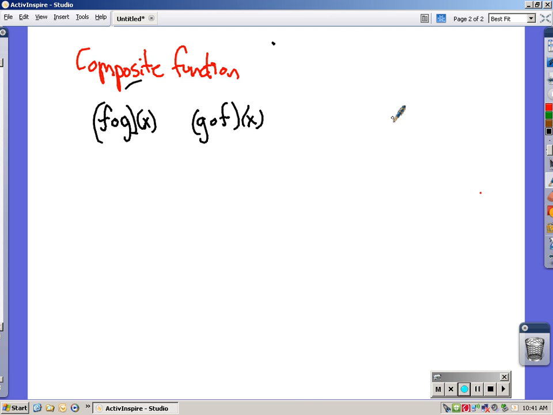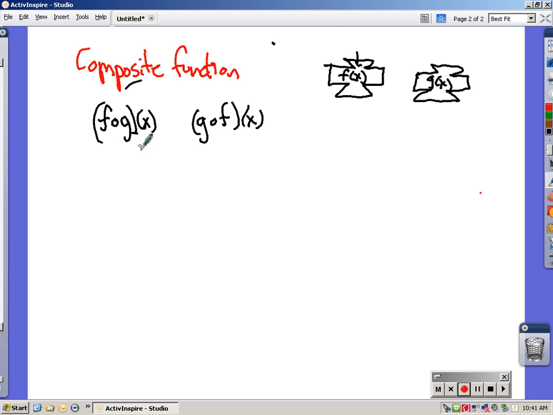So what you're doing with composite functions, there's two ways to think about it. If f of x is a machine like this, I'm going to plug something into f of x, and out comes something else. And then g of x is just another machine, where again you plug in an x, something happens, out pops a y.